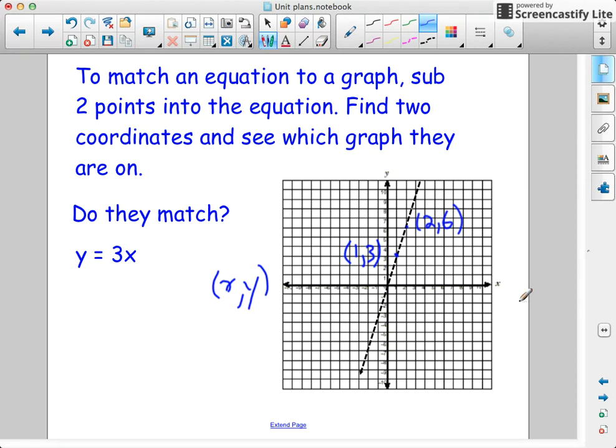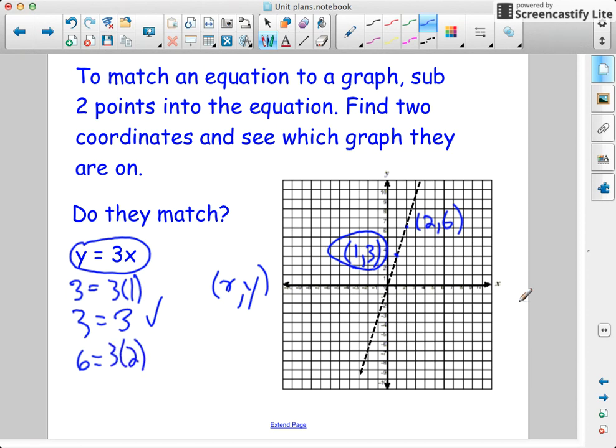So I'm just going to put these points into this equation right here and see if the left side equals the right side. So my y value for this one is 3 equals 3 times 1, because my x value was 1. Well, 3 does equal 3, so that works. Let's try it again for the other one. My y value is 6 equals 3 times 2, and my x value was 2. Since 6 equals 6, this graph right here, the line, is for the equation y equals 3x. So this is one way we're going to solve these problems.